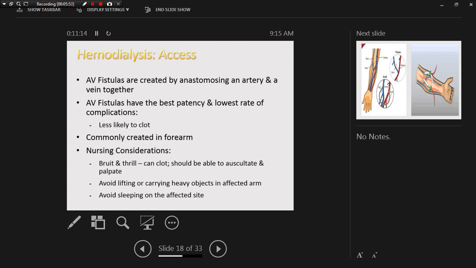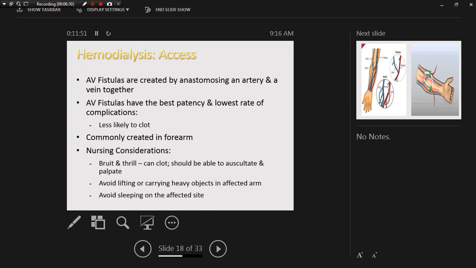So you're going to see a lot more fistulas, like we said, common in the forearm. Some big important nursing considerations: because now you've got this connected vein and artery, you've got a high pressure within this arterialized vein. There's a lot more blood flow through that area. So you're going to have a bruit if you put your stethoscope to it, and you're going to hear a lot of turbulent movement. And if you put your fingers on it, you're going to feel that thrill or that pulsation of the blood continuously moving through.